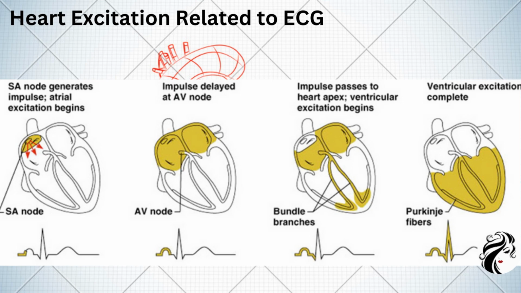Then the bundle of His passes the signal through the right and left bundle branches to the Purkinje fibers. With the signal in the bundle branches, the Q is made, and then the R and S when the Purkinje fibers make the ventricle contract, which is the depolarization of the ventricle, and the T wave is made when there is a repolarization of the ventricle. The time interval between S and T, as I discussed, is the ST segment.